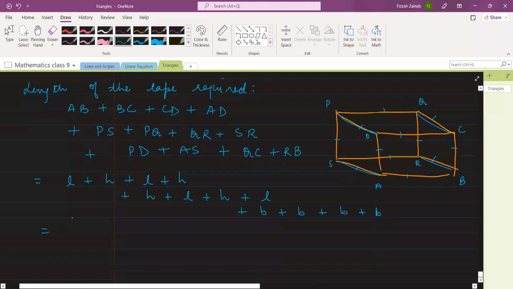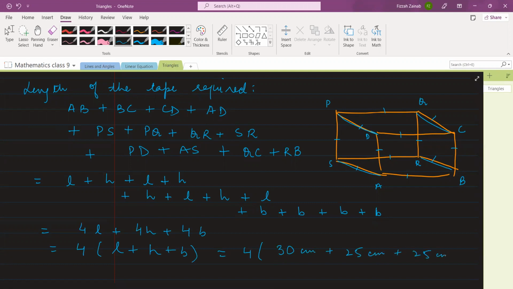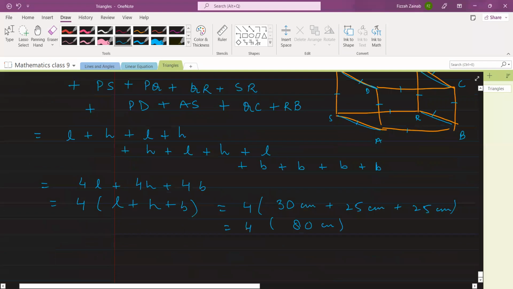Okay. Now you can see 1, 2, 3, 4 lengths are there. So 4L plus 1, 2, 3, 4H are there and plus 4B are there. So take 4 common. So length plus height and plus breadth. So that means 4 into, again, this was 30 centimeter plus 25 centimeter plus 25 centimeter. So that is 4 into 80 centimeter, and 4 into 8 is 32. So that becomes 320 centimeter. So I hope the mistake you have understood. Yes, ma'am. Okay.